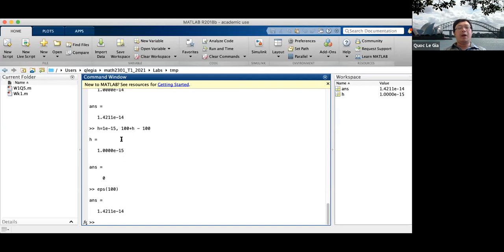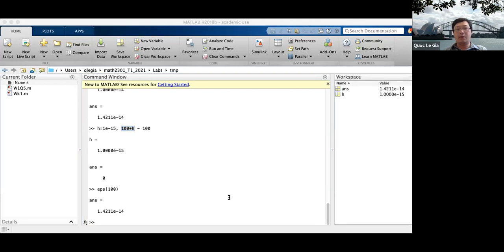But another explanation is, when you subtract two numbers very close to each other, you have catastrophic cancellation. So 100 plus h minus 100, the gap between them is just 10 to the minus 15. If you remember the lectures, when I mentioned catastrophic cancellation, when you subtract two numbers, the relative errors could be very big. Now I can show you the lectures. In MATLAB, there are a lot of rounding errors, so we have to be very careful.